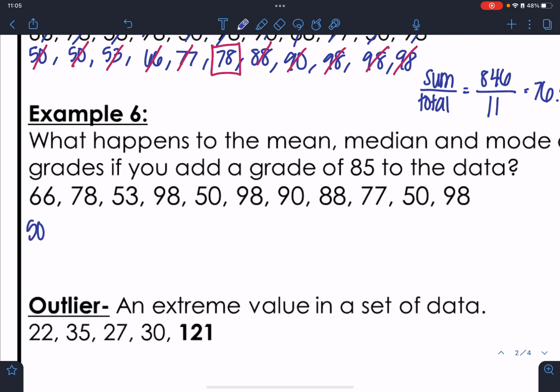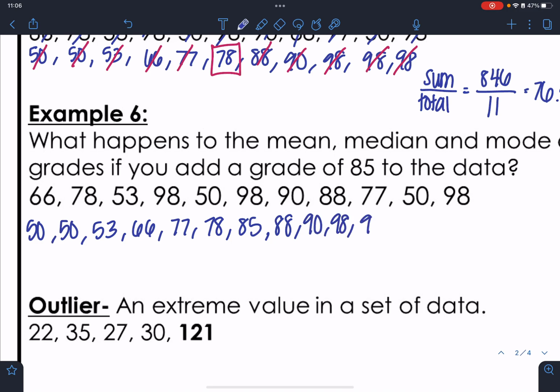So we're going to rewrite the 50, 53, 66, 77. Did you write them on the wrong spot? That's fine. So just draw an arrow to flip them around. 78, but now I'm going to add in that new number of 85. Again, we're trying to go in order. So 85 would go right in between the 78 and the 88. Everything else is getting rewritten. So we don't really have to think too much on that one. We just have to think, where is my number now getting put in?